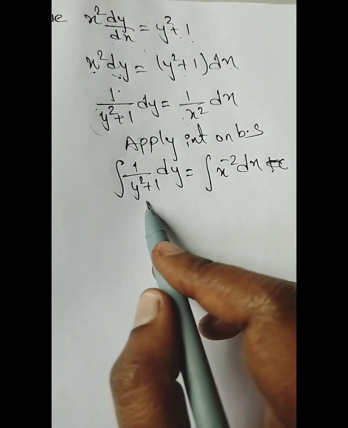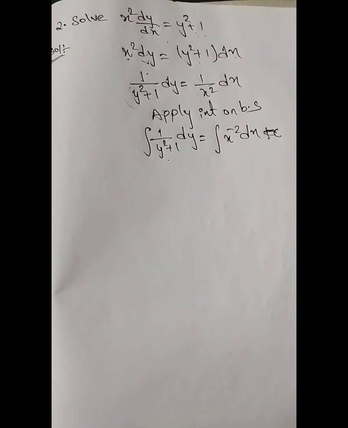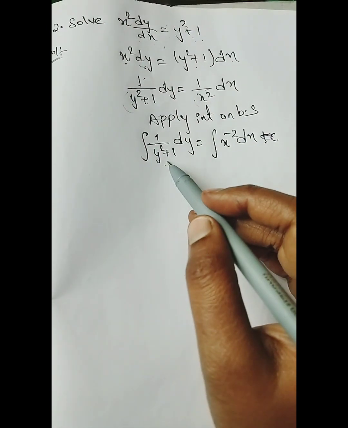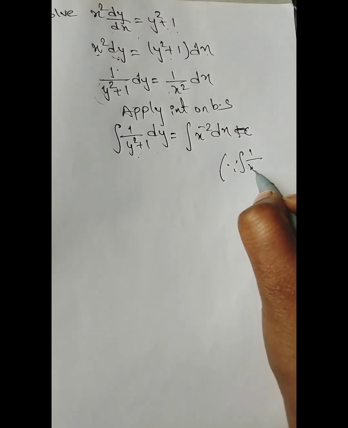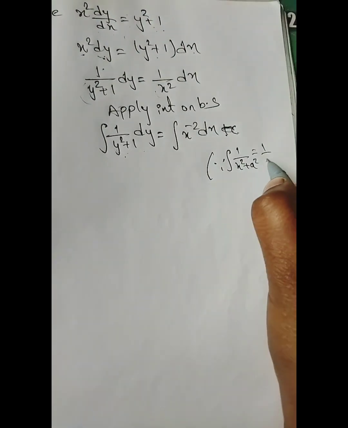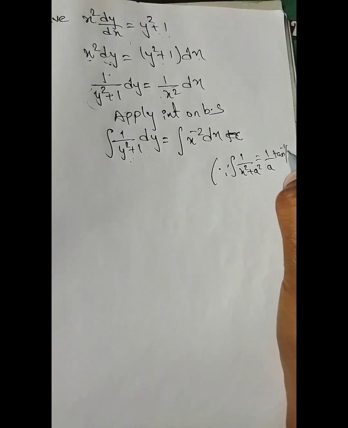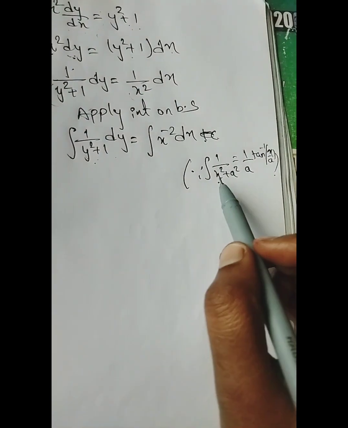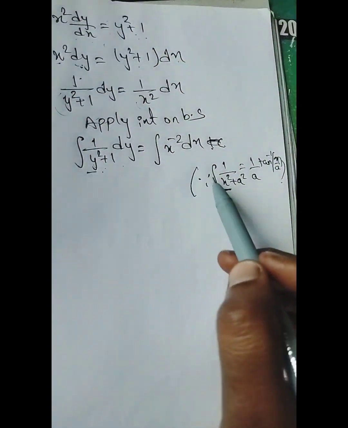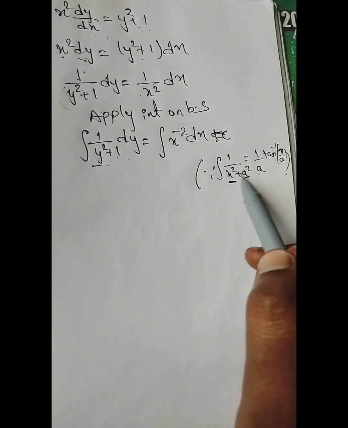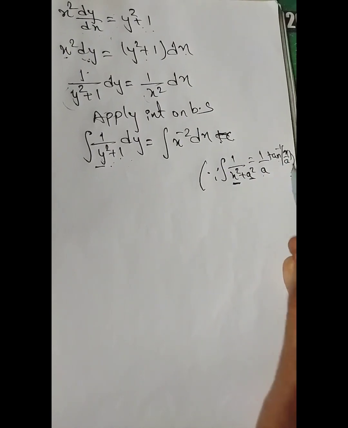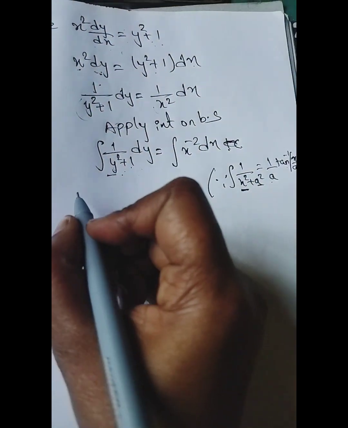Next, what is the formula for integral 1 by y square plus 1? We have a formula like integral 1 by x square plus a square equal to 1 by a tan inverse x by a. So this is the formula. Now in place of x square we have y square. In place of a square we can treat 1 as 1 square also. So you can write directly 1 by 1 tan inverse y by 1. So now I got this formula.